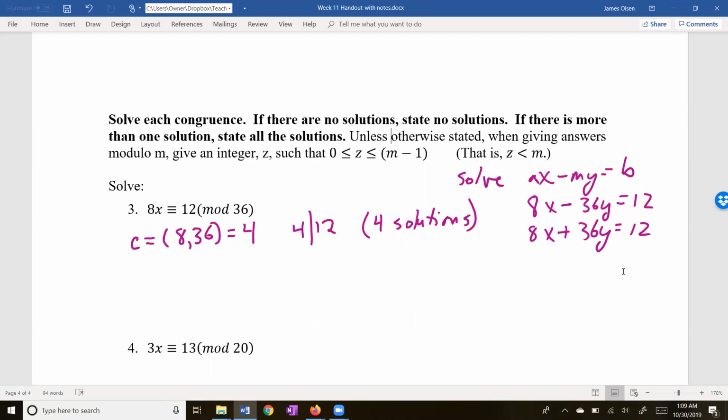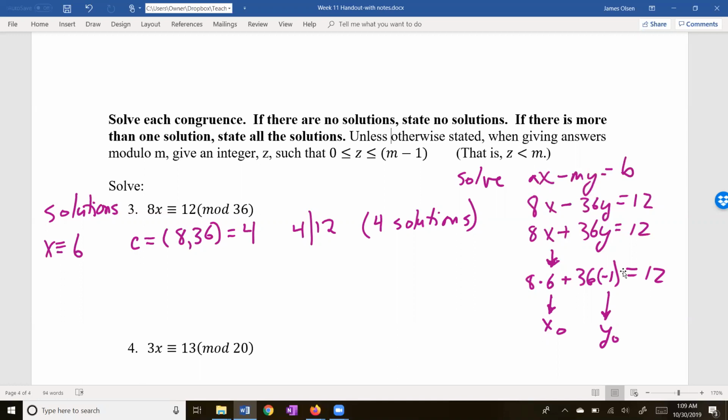So you want to find one specific solution. You may need to use a Euclidean algorithm, but I can see here that I'm getting a specific solution of positive 6 for x, that's 48, and negative 1 for y. This is equal to 12. So this is my x naught, y naught. So I'm going to list my solutions over here. X could be congruent to 6. Let's check it. 6 times 8 is 48. 48 minus 36 is 12. That checks.